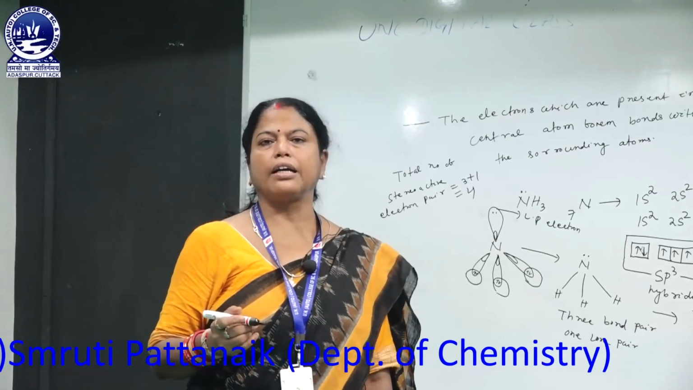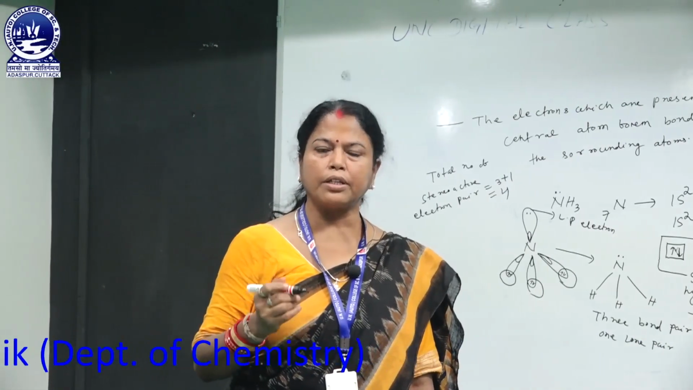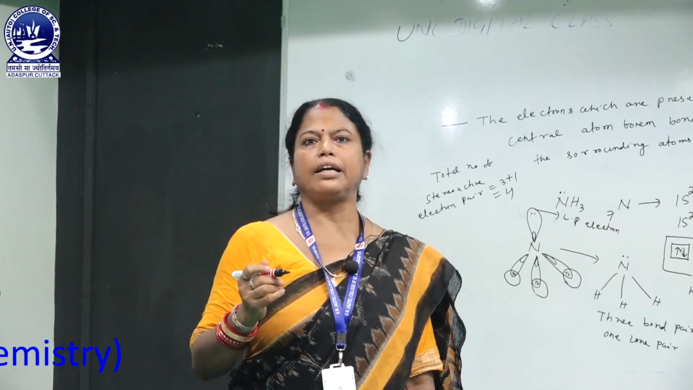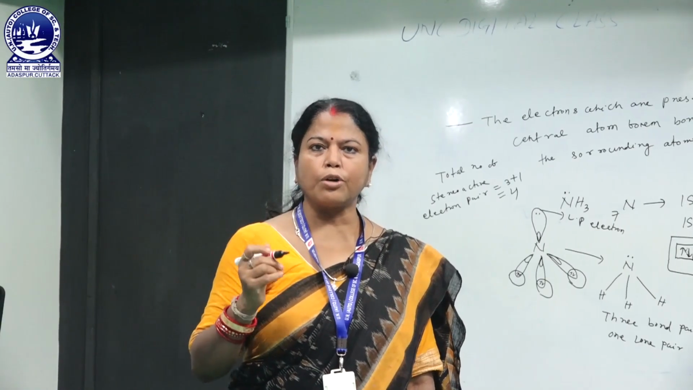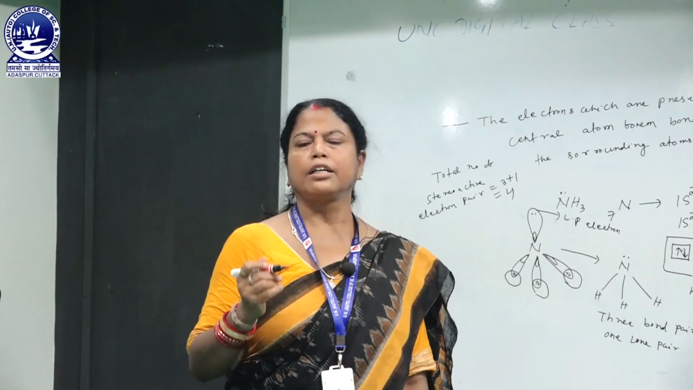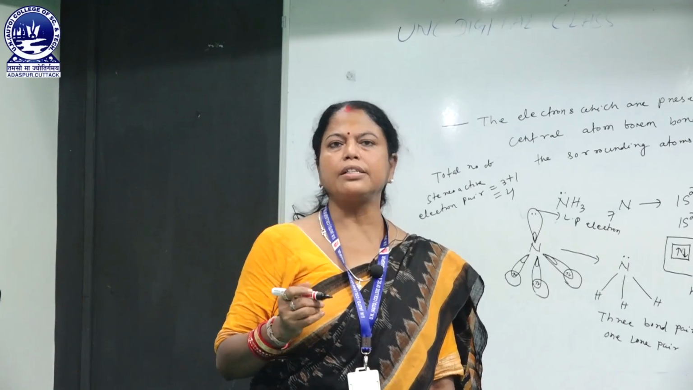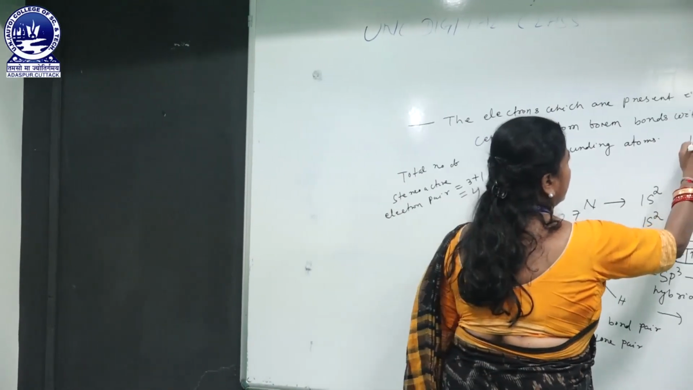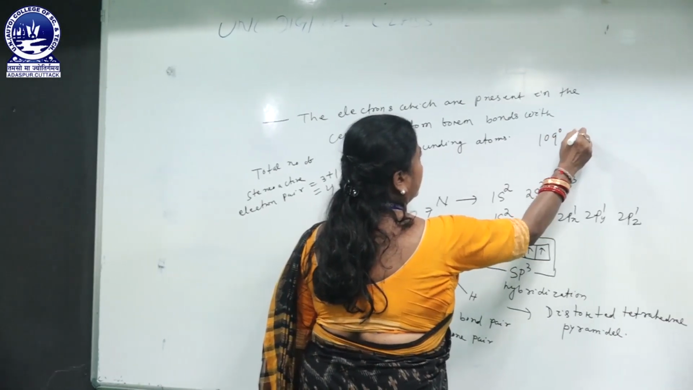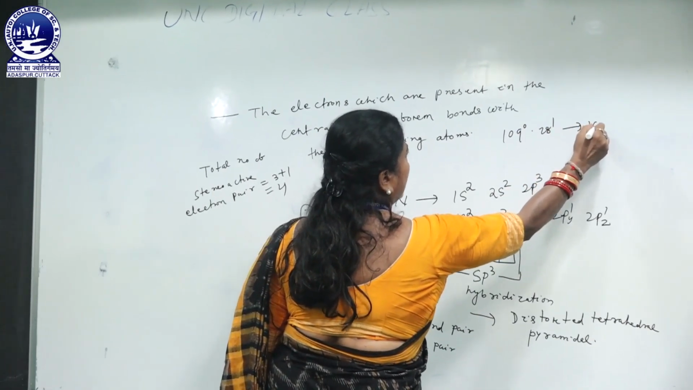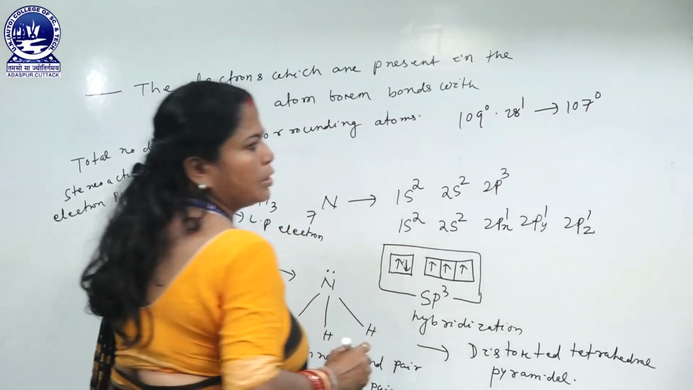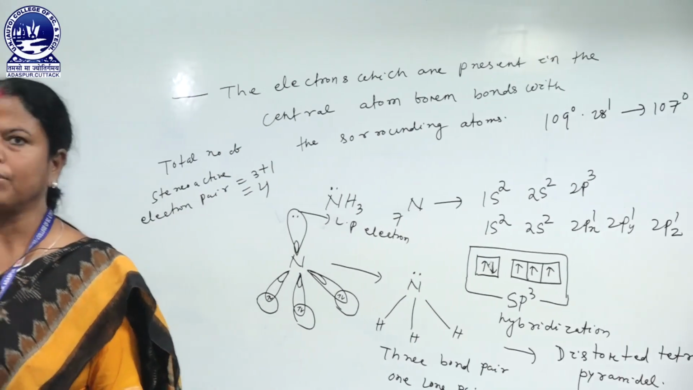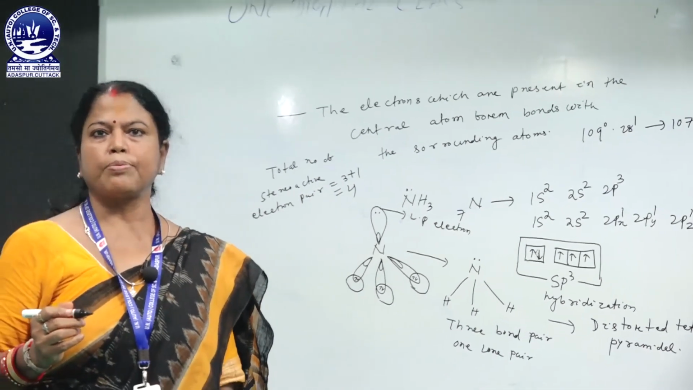And the bond angle also decreases from the normal tetrahedral value, that is from 109 degrees 28 minutes to 107 degrees. So this is the structure of the ammonia molecule on the basis of VSEPR theory.